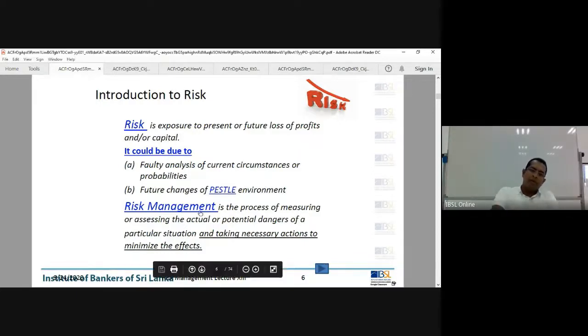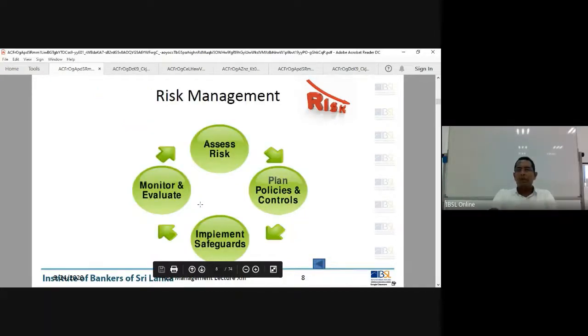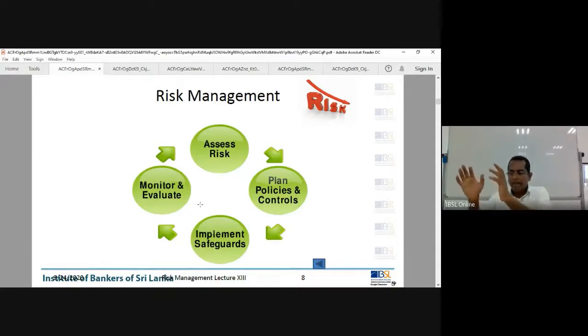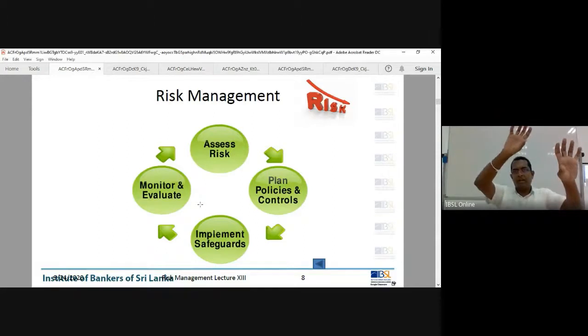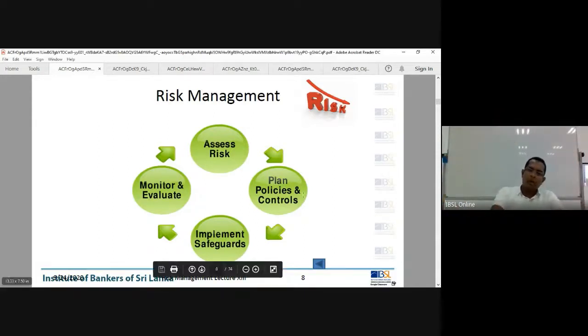Risk management. Risk is present or future loss. Risk management is assessing the risk, planning policies and controls, implementing the safeguards, and monitoring and evaluating. This is a circle. It is a cycle. It continues. You can't just do it and stop. It goes round and round, and it will continue to go. That's why I said circle and a cycle. You have to identify the risk, take the precautionary measures, implement them, evaluate and monitor. If you need to, you change; otherwise you monitor, right? That way, this goes round and round.